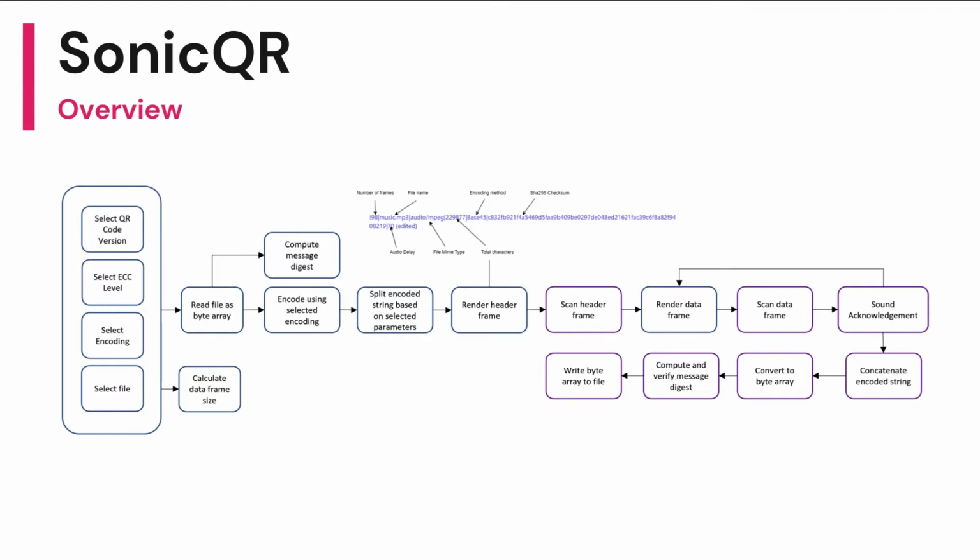The encoded string is then broken down into chunks, depending on the selected QR code version and ECC, before being rendered as a QR code data frame. To ensure that data frames are received by the receiver, the sender will wait for acknowledgement from the receiver via the transmission of sound before rendering the next data frame. This is what we call sonic audio acknowledgement.